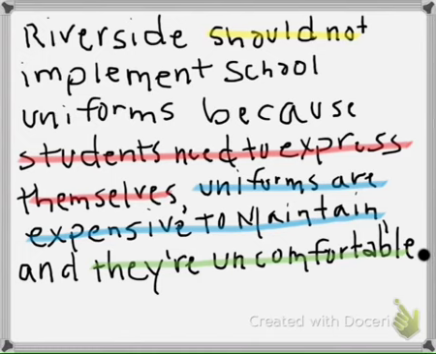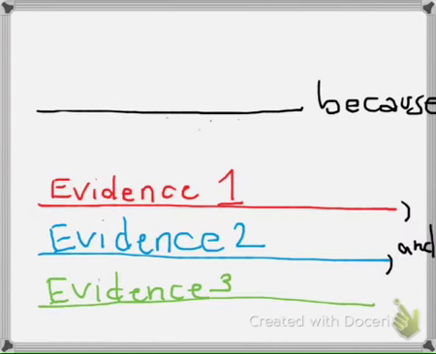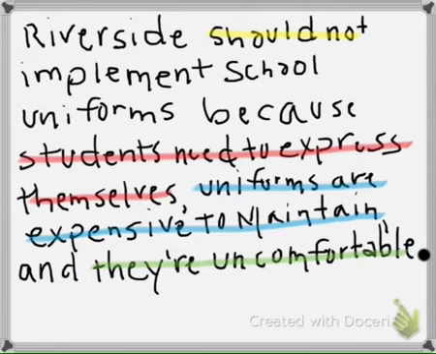So let's take a look at the formatting of our thesis statement now, or how to write the thesis statement. After I write about my topic and opinion, I'm going to write the word because. It's okay if because doesn't quite make sense in your thesis statement. You can change it around to make sense, but most of the time because does work out. I list what I'm writing about and the opinion I have, and then I just write because, and I begin to list my evidence. Riverside should not implement school uniforms because, and then I list my evidence.